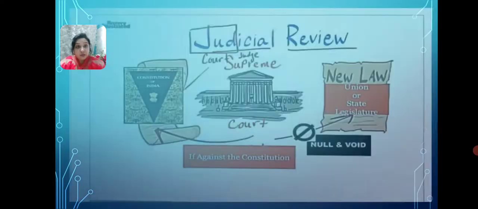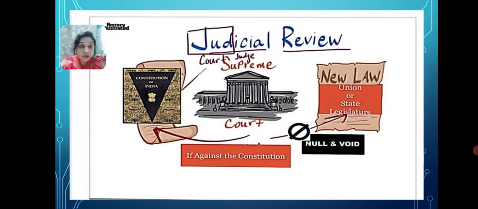Next we will come to the judicial review. Judicial review means what? Again, what do you mean by review? Review of a book, review of a film. That means you are getting all the details related to that matter. So that is what you call a judicial review.